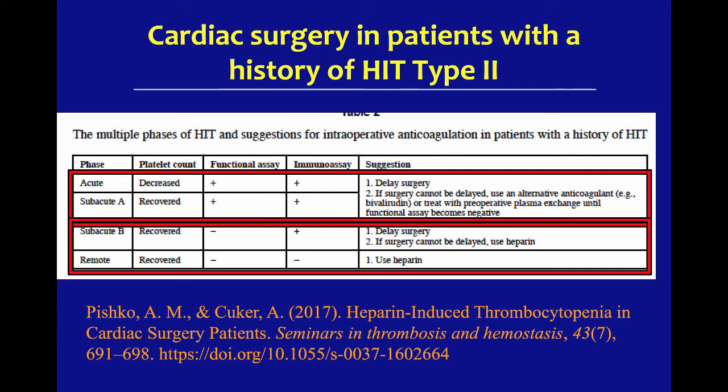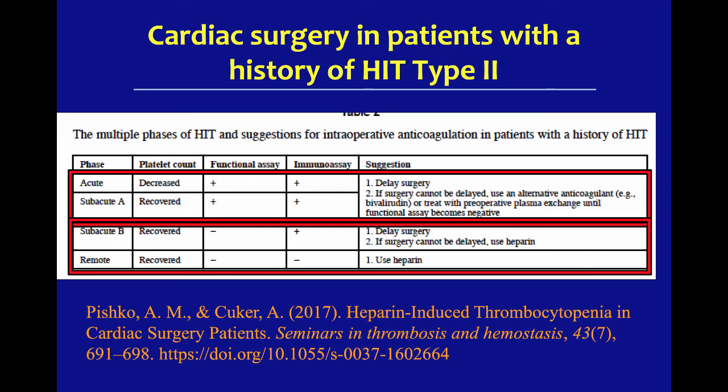But if you can't delay surgery, you've got to either use an alternate anticoagulant or treat the patient with preoperative plasma exchange until the functional assay becomes negative. So neither one of those are great options. The alternate anticoagulants are always very difficult because they don't have those advantages. It's hard to measure the level of anticoagulation with these alternates, and it's hard to reverse as well. And so it gets pretty tricky.